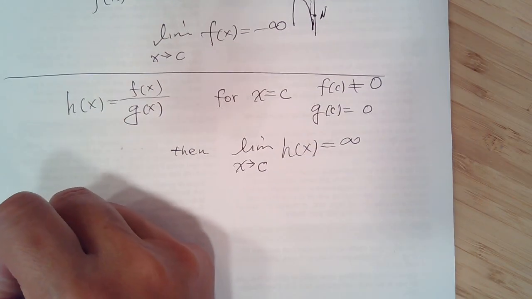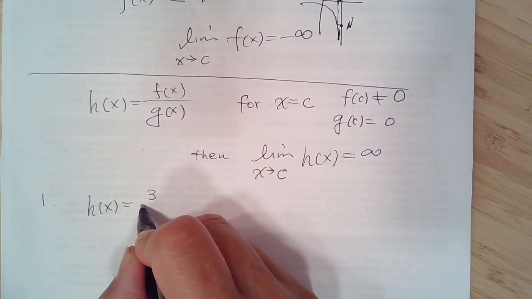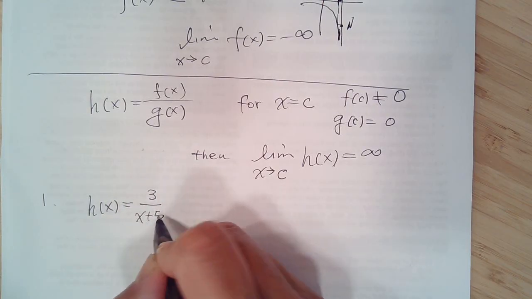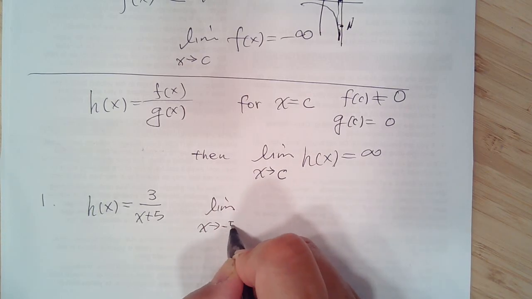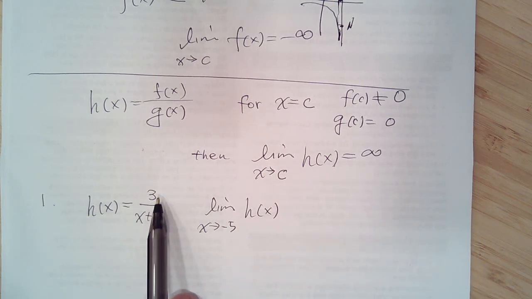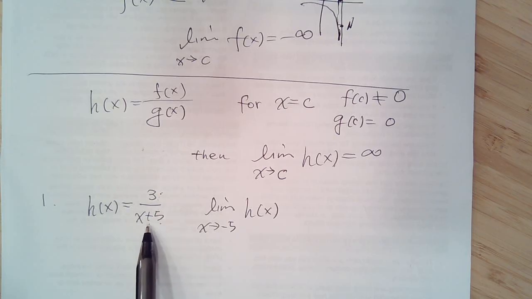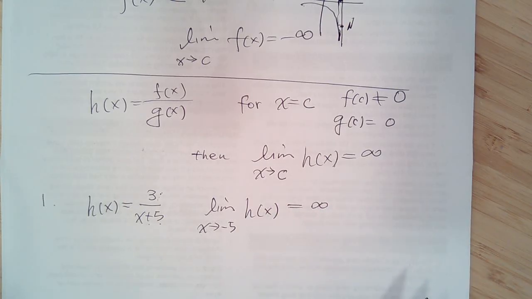The first example, h of x equals 3 over x plus 5. I ask you to find the limit as x approaches negative 5 of h of x. See, this h of x is 3 over x plus 5. It's like f over g, and this f is not 0, no matter what the x value is. This g, when x equals negative 5, the denominator is 0. Therefore, this is infinity.